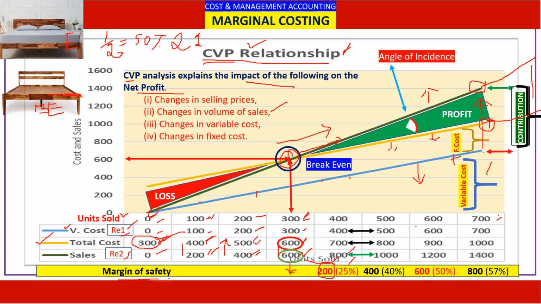Come to next level, 1000, my break even is 600. I have got a cushion of 400. 400 over 1000 is 40%. Come to the next level, 600 units being sold. I have got a sale of 1200, but my break even is 600, means I have got 50% cushion. Even if my sales falls by 50%, I am within break even. Similarly, it moves. Higher the margin of safety, lower the risk. More profitable the company is, higher the margin of safety.